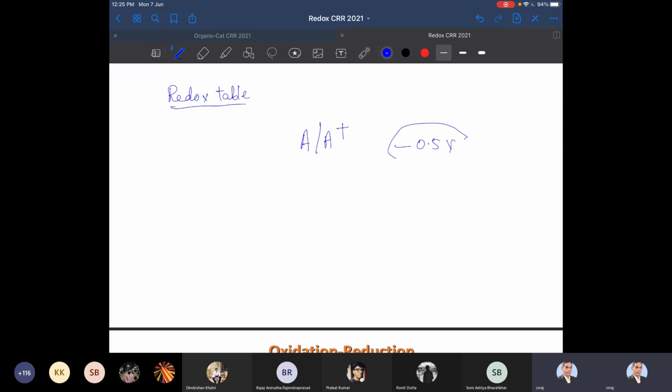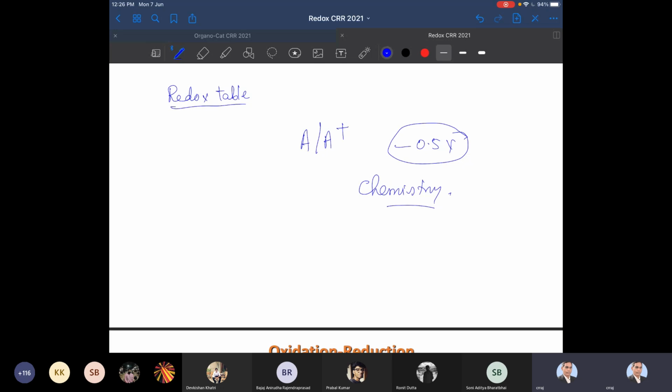Now, looking at this potential compared with the other species, you will be able to deduce whether it is reducing or oxidizing. That's all the redox table said. But it's much more than that. The chemistry is completely missing. What I mean is, maybe there are other species involved within this redox couple.